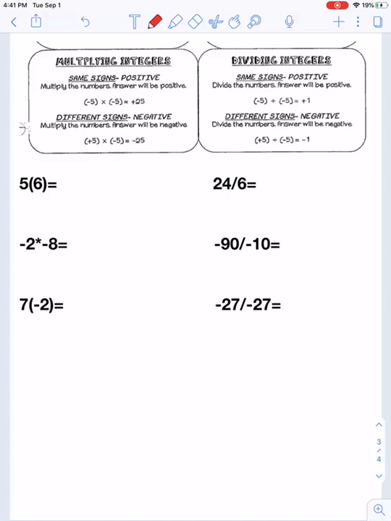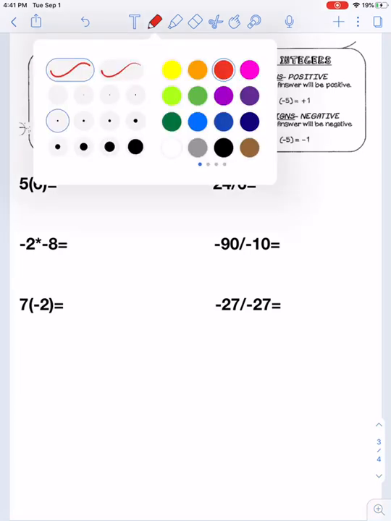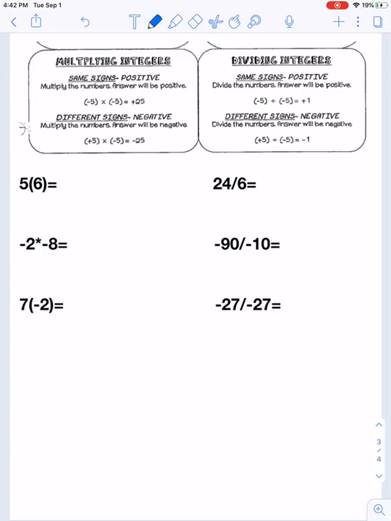Last, I'll talk about multiplying and dividing integers. Okay? These are the same rules, okay? So if you know how to do the rules for multiplying, they're the same for dividing, okay? Same signs, your answer will be positive. Different signs, your answer will be negative. That's for both multiplying and dividing, okay? So you multiply like normal, and you divide like normal.